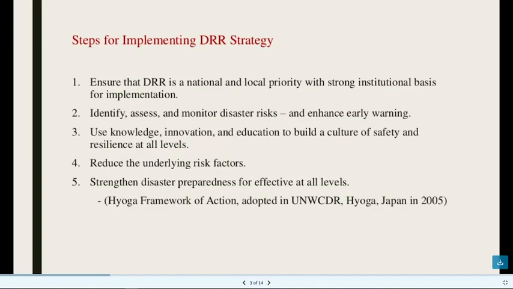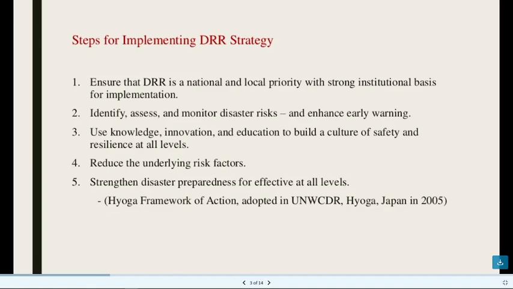And third, use knowledge, innovation, and education to build a culture of safety and resilience at all levels. This is why DRR is being implemented in K to 12, to share the basic knowledge on how to prepare yourself and to identify and assess your own community or even your household for hazards or early warnings out there, for you to avoid such disasters. And fourth, reduce the underlying risk factors. This is one of the purposes why we have this subject course. Strengthen disaster preparedness for effective response at all levels. So we preserve life because life is one of our priorities, and we mitigate disaster risks.